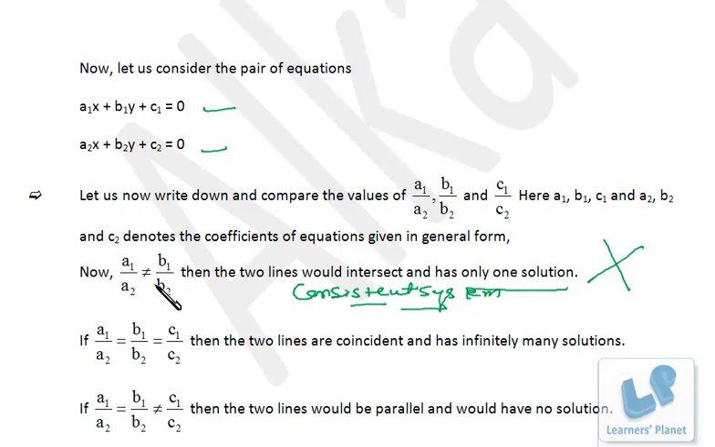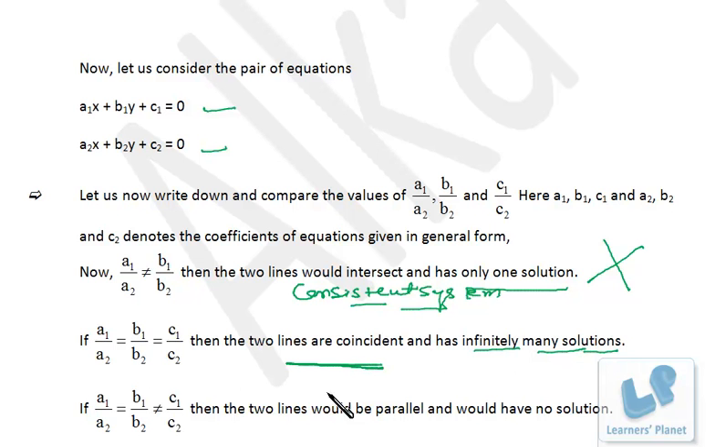And in the second case, when a1 by a2 is equal to b1 by b2 is equal to c1 by c2, then the two lines will coincide with each other. It's like this: this is one line and the other line will lie on the same line. In that case, the system will have infinite solutions.